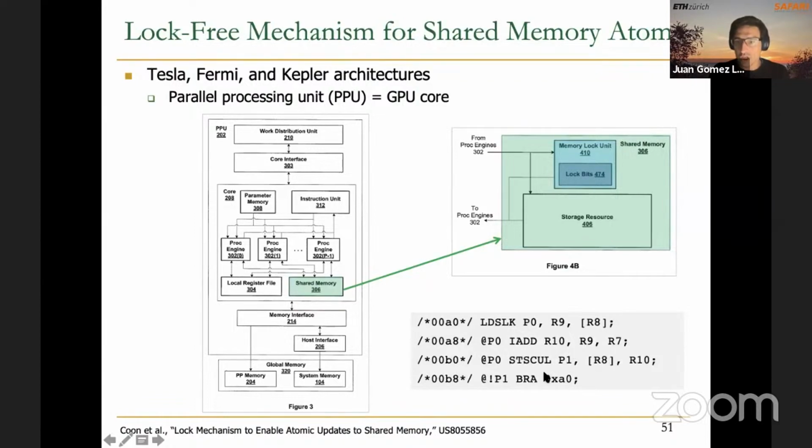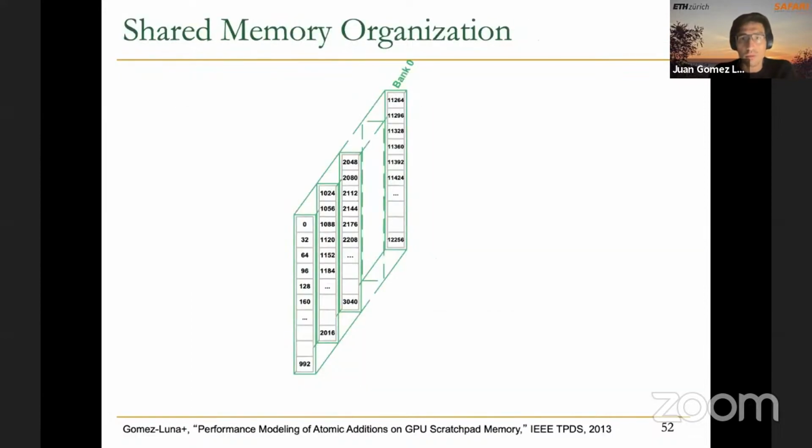And after that, we generate a new predicate, and for those threads that don't have this new predicate set, they will jump to the beginning of the loop and try again to acquire the lock until they succeed and they can update the corresponding memory location.